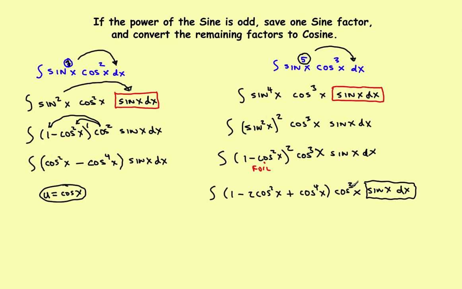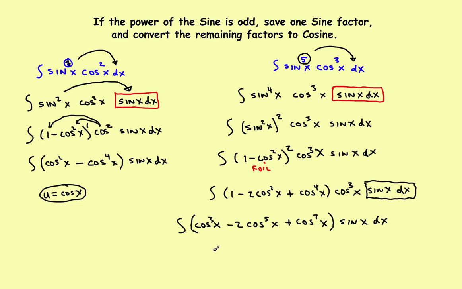Now, next step, take this cosine cubed and distribute it to all 3 parts here. So this will become the integral of, first one will be a cosine cubed. Then you've got minus 2. Now again, add the exponents. Cosine squared times cosine cubed would give you cosine to the 5th. And then finally add the exponents here, plus this would be cosine to the 7th of x. Put parentheses around all this. Then you've still got the sine of x dx.